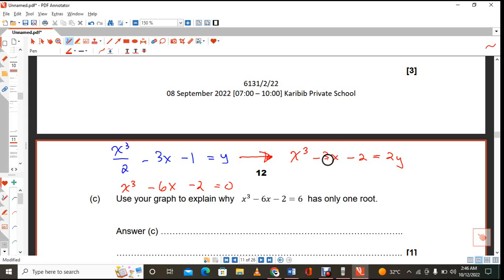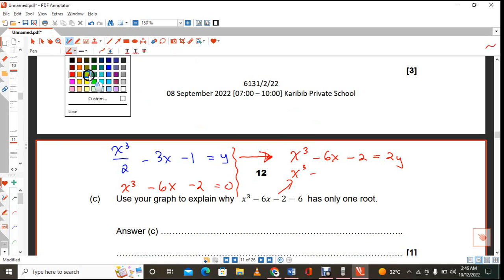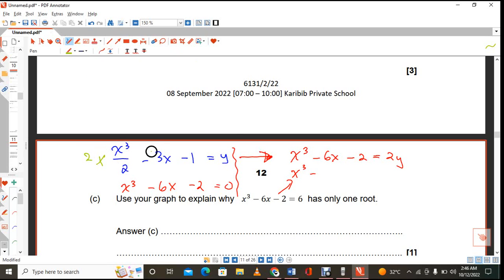But now what we are given is something like this. Sorry, this one here will not be 3x, it will be 6x here. This one here will become a 6x, that is if you multiply by 2. So if I multiply this term here by 2, this term here by 2, and that term there by 2, and also that term there by 2, this is where I'm going to end up. What I'm given is x cubed minus 6x minus 2 is equal to 6.